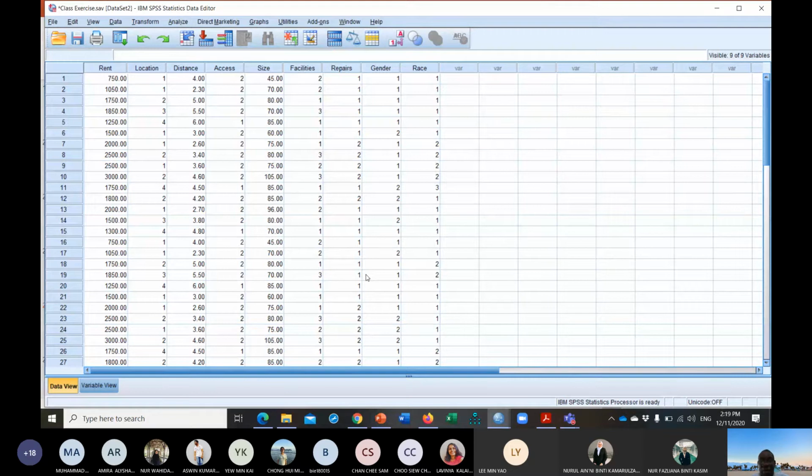Then gender is either male or female, 1 for male, 2 for female. And in the race, I've chosen 1, 2, 3: Asian, African, others.